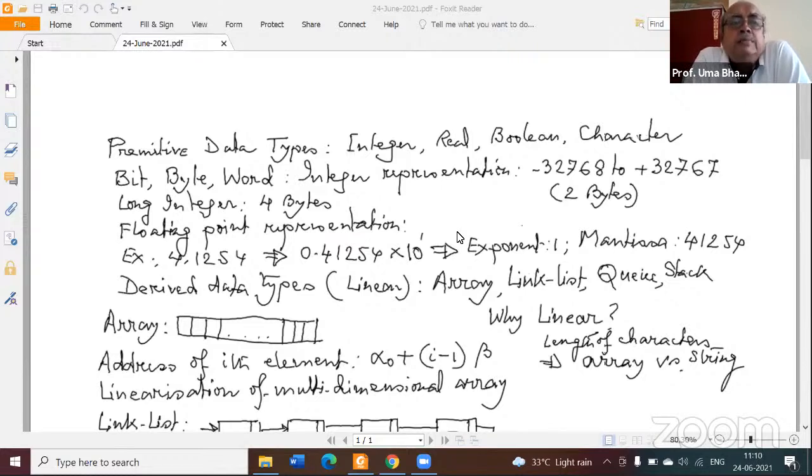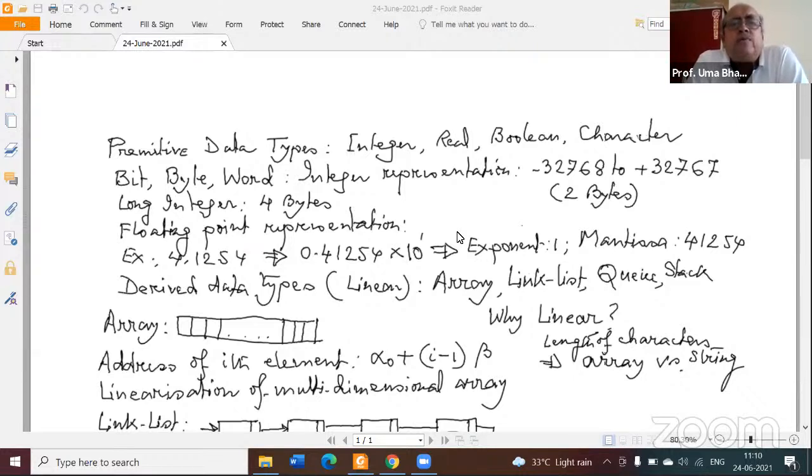So the computer understands bits. What is a bit? 0 or 1. One individual character, just like we have a digit in the decimal system, we have a bit in the binary system. 8 bits make 1 byte. Why 8? I'm not going into details there. And several bytes make 1 word.